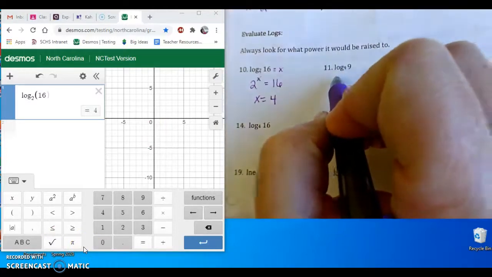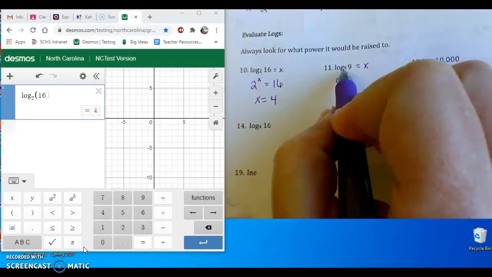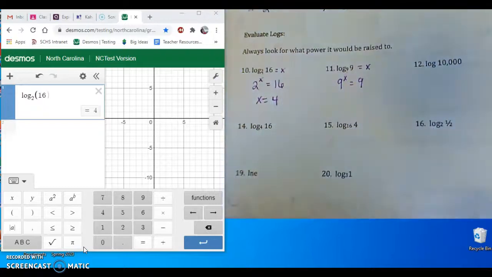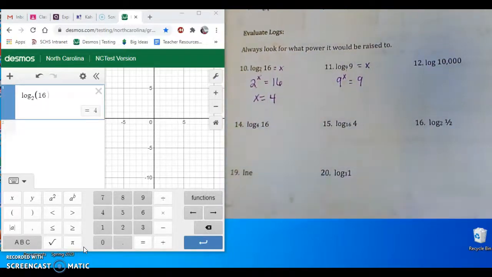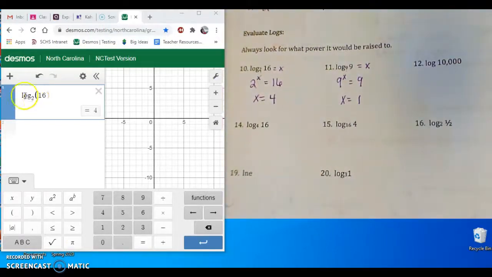Here we have, I'm just going to set it equal to x because we don't know it. We're saying 9 to what power is 9? Well, what power do you raise 9 to that will give you 9? 1. But again, we can check it on Desmos, make sure we're doing it correctly. Oh, let me keep the 9, that's nice. There we go. And so it gives me 1, so I know I did it correctly.